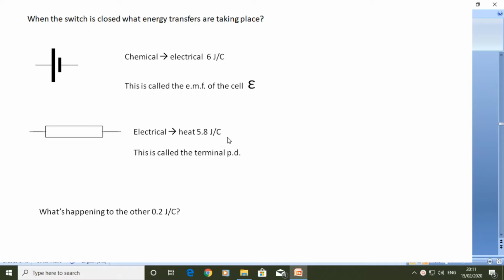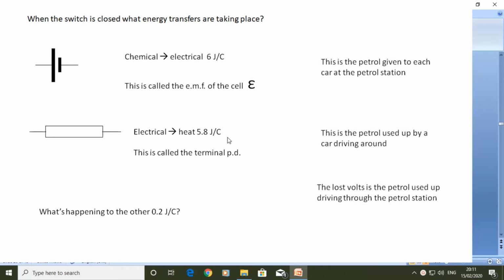In the external circuit then there is a voltage. Let's imagine it's just a resistor. Then the voltage across the external circuit is the energy transferred per coulomb from electrical to heat, and that's just going to be 5.8 joules per coulomb, and we call that the terminal PD. So the terminal PD is how much voltage the external circuit gets, or how many joules are transferred per coulomb in the external circuit. So basically we're losing 0.2 joules per coulomb, so that must be being transferred somewhere else.